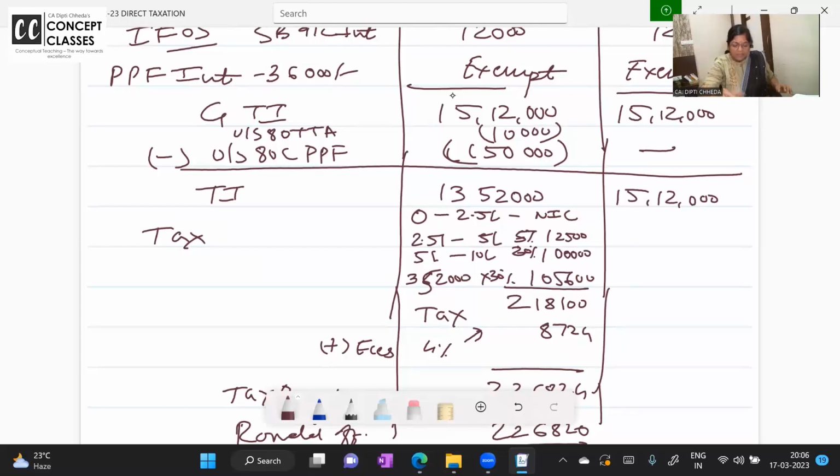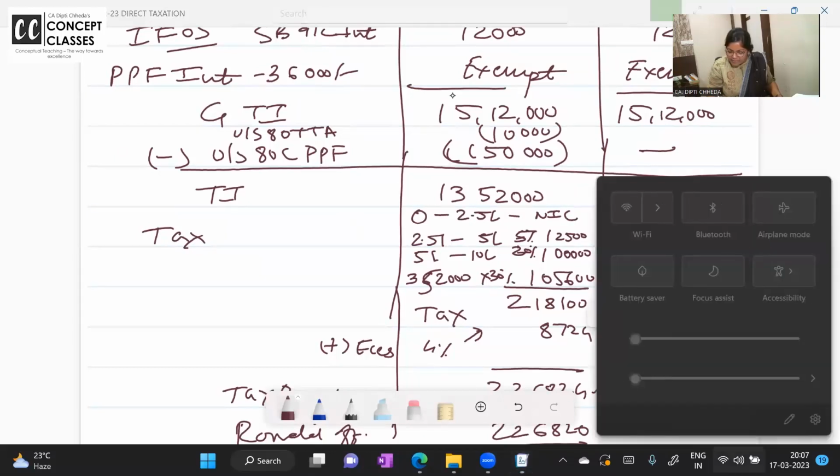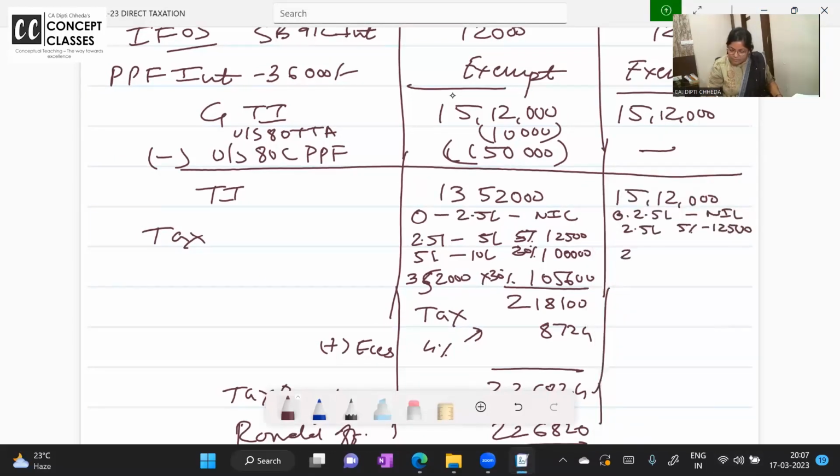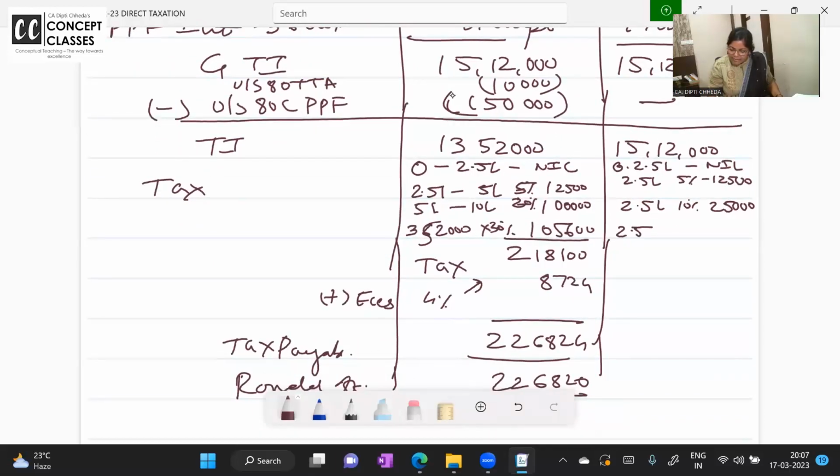And as per the new tax regime now, 0 to 2.5 lakhs, first, nil. Next, 2.5 lakhs. Pay kitna hai? 5%. 12,500. Next, 2.5 lakh, that is 5 lakh to 7.5 lakh, 10%, that is 25,000. Then next, 2.5 lakh, it is 15%, 37,500. Are you all getting?